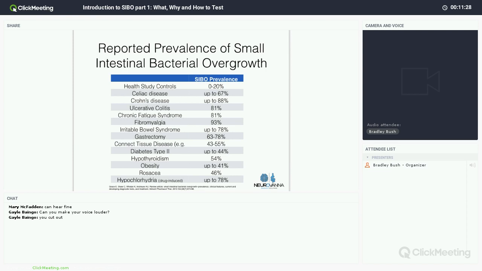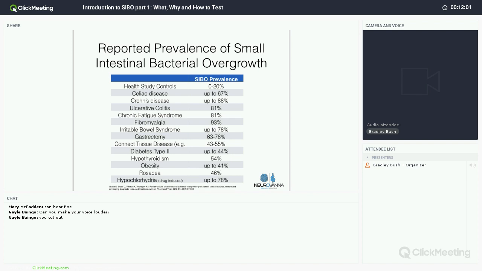So in the research, one study did a meta-analysis that looked at all the different published studies of SIBO and looked at their prevalence rates with other conditions. In a healthy, normal control population where the person's not complaining about anything, the prevalence of SIBO is between 0 and 20%. Okay, so that's not a huge amount of people. So it's not as if there is an issue with every person.